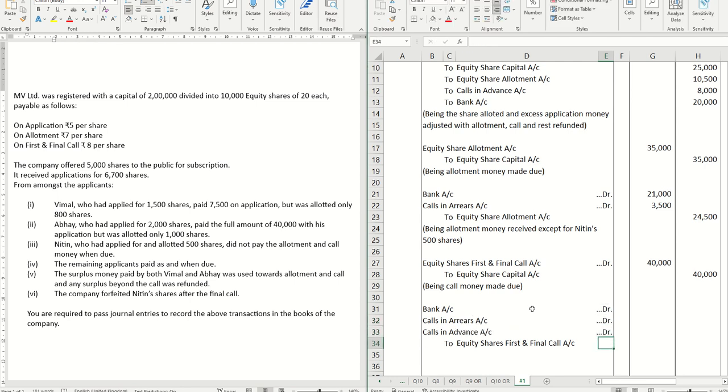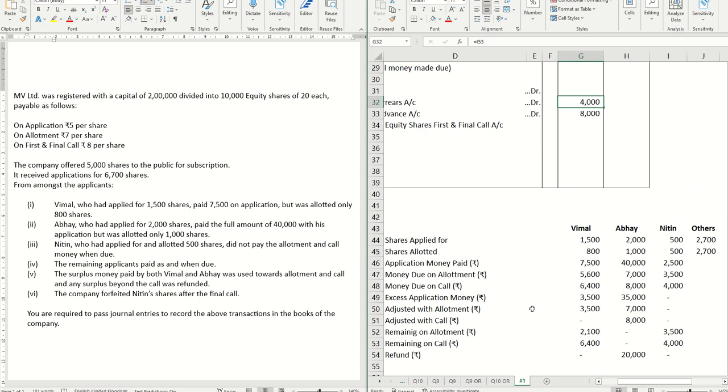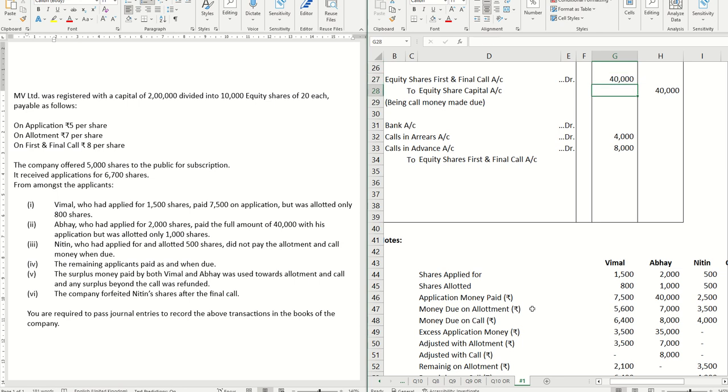Okay, so let's do it. Equity share calls in advance. We already know the amount 8,000. So we write that here. For calls in arrears, we know already how much is the defaulter for Nitin, which is 4,000 that we write here. So how much do we receive here? We are supposed to receive 40,000. Out of that, how much have we received? We have to subtract these two. Minus 8,000 minus 4,000. 28,000 we are receiving.